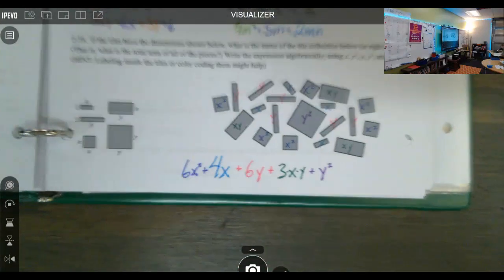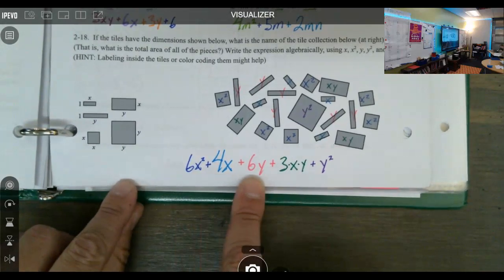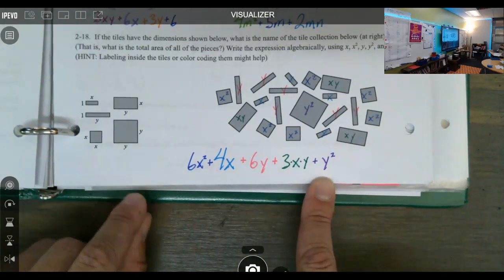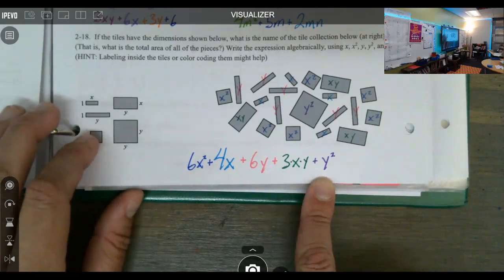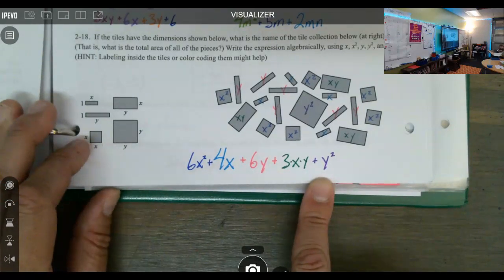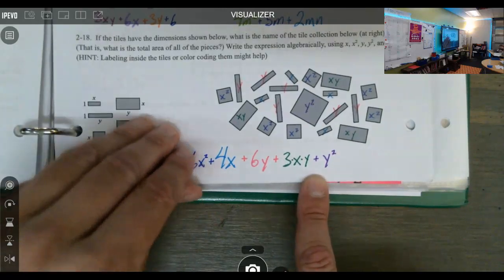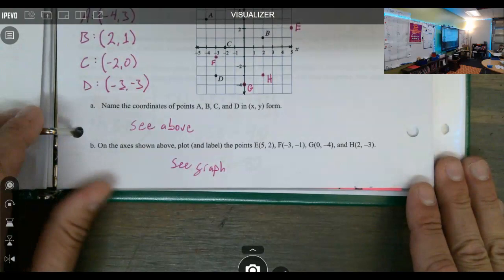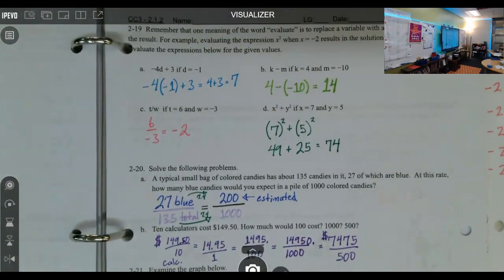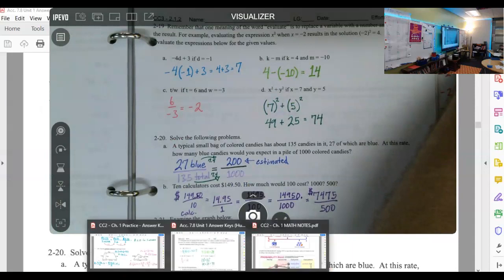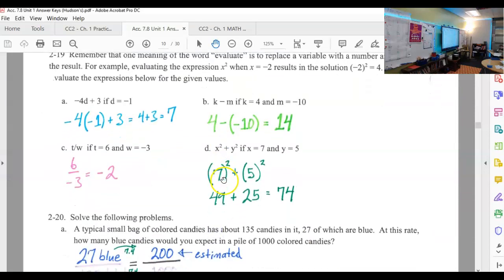All right, so we ended up with 6x squared, 4x's, 6y's, 3xy's, and 1y squared. But I don't need to say 1y squared because we assume it's only 1. You could put a 1 in front of it, you just don't need to. And on the back, if it's done, I'm going to show this real quick because you can always go back to the YouTube and look at these answers again. Here, I'll pull this version up so it's a little bit brighter.